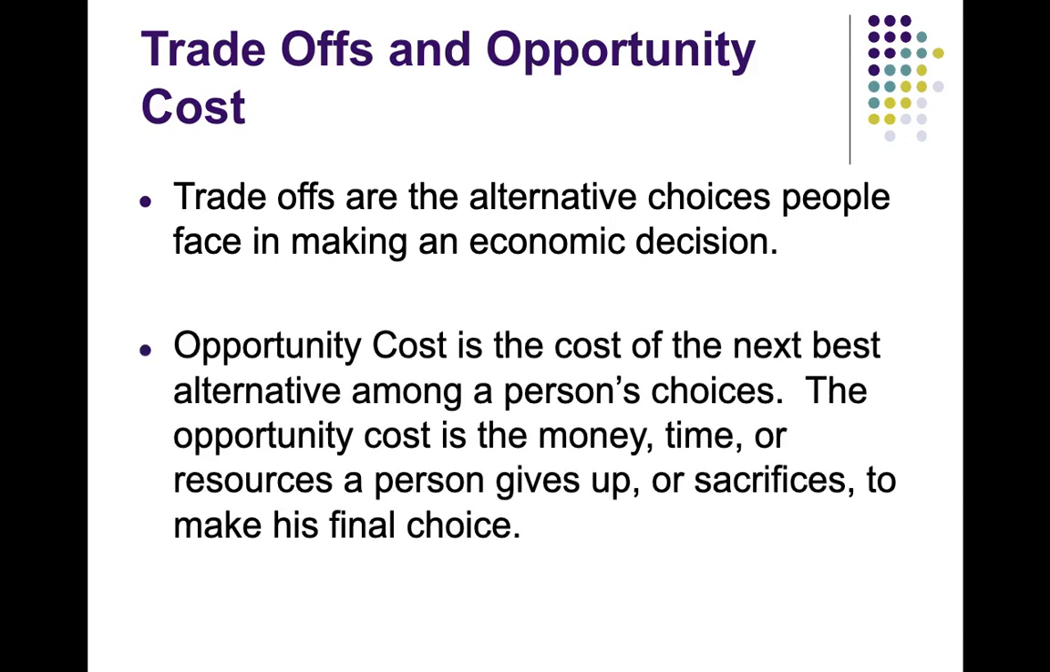Opportunity cost is the cost of the next best alternative among a person's choices. So the opportunity cost could be things like either money, time, or resources a person gives up or sacrifices in order to make that final choice. So when choosing your bread products, what are you giving up? Well, you're giving up your cost of your money. You're saving money if you go for the cheaper choice versus if you go for the more expensive name brand, for example.